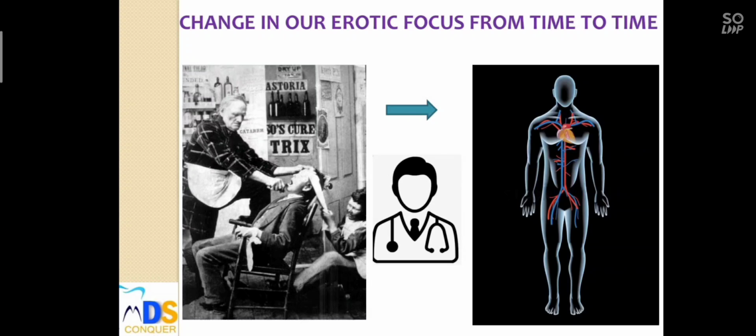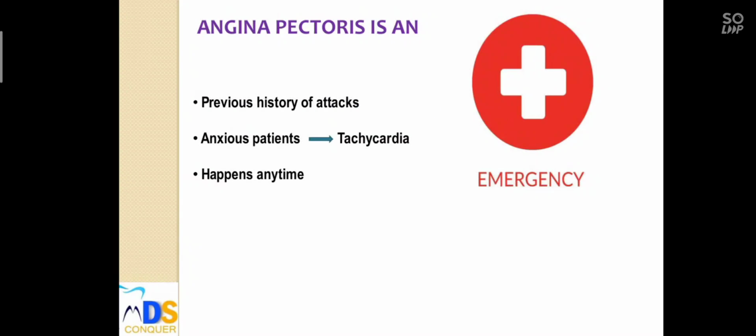In previous days, dentistry was only concerned about the oral cavity. But nowadays, we are seeing a patient as a whole. I mean, we are changing our focus from the oral cavity to the whole body from time to time. Now we know that angina pectoris is an emergency condition. It can happen anytime in our dental setup. Most commonly, persons with a previous history of attacks or more anxious patients are prone to another attack of angina in our dental setup.